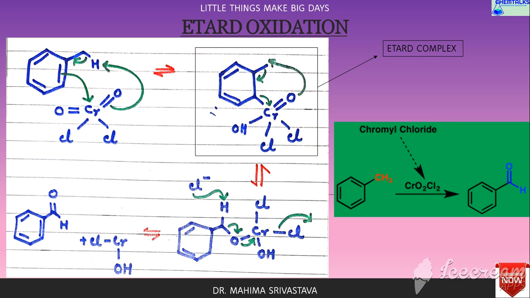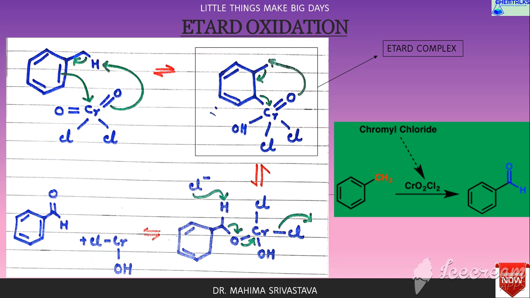So, Étard oxidation or Étard reaction. The Étard reaction is a reaction that converts an aromatic methyl group or heterocyclic-bound methyl group to an aldehyde using chromyl chloride. The French scientist who elaborated the reaction was Alexandre Léo Étard.